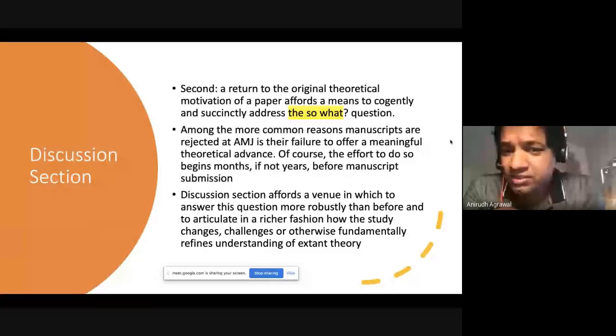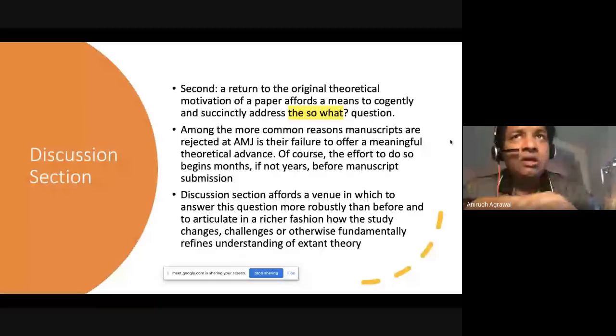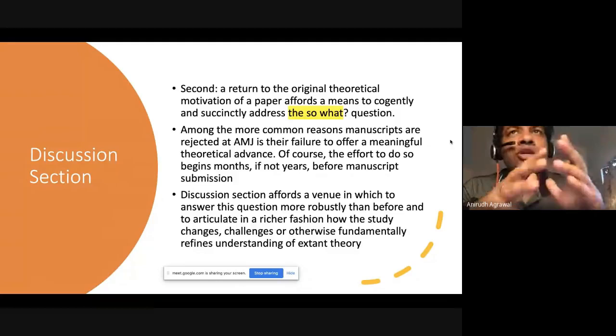So again, it's AMJ, and AMJ is all about theoretical contribution. So you really have to focus on how unique your contribution is. You have to use some nice words to make it look like you are making a good theoretical contribution.